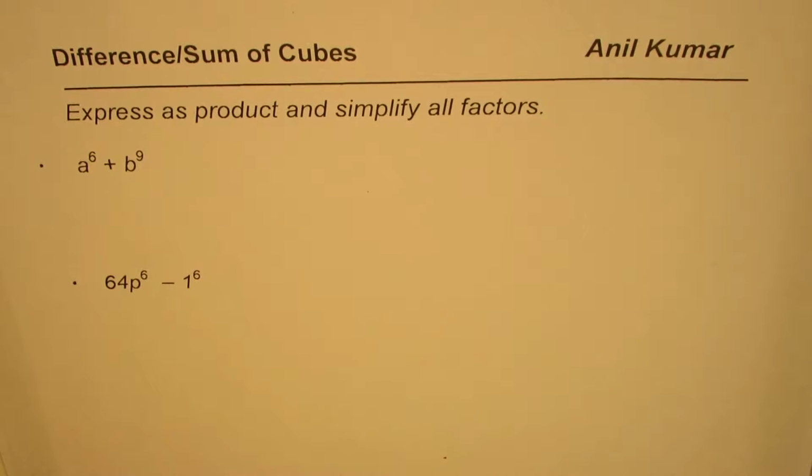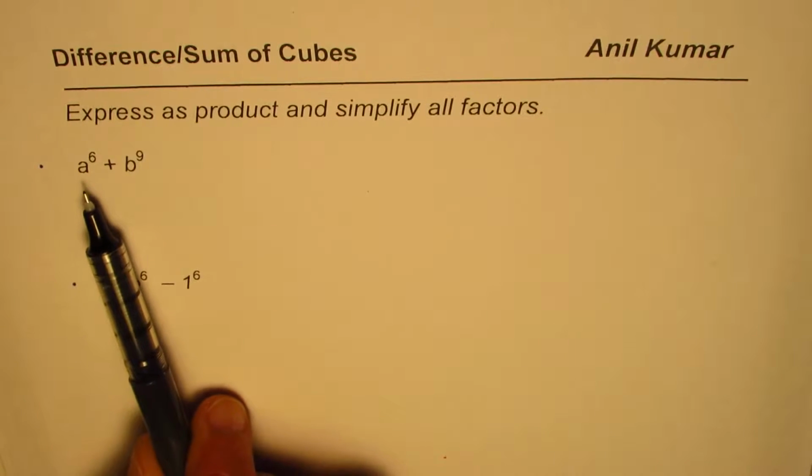The second one is 64p to the power of 6 minus 1 to the power of 6, right? That is also one, correct. Now, let's begin to factor this.